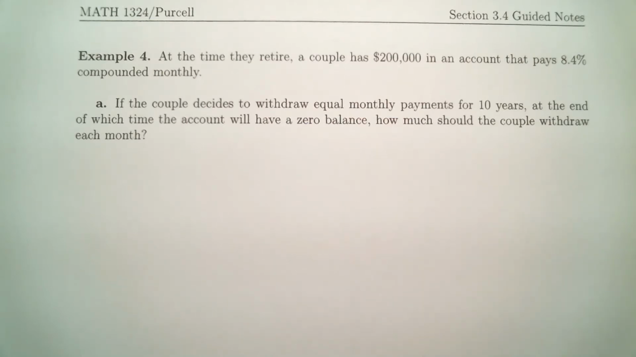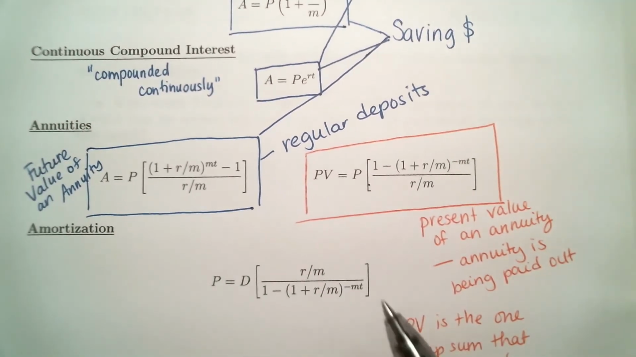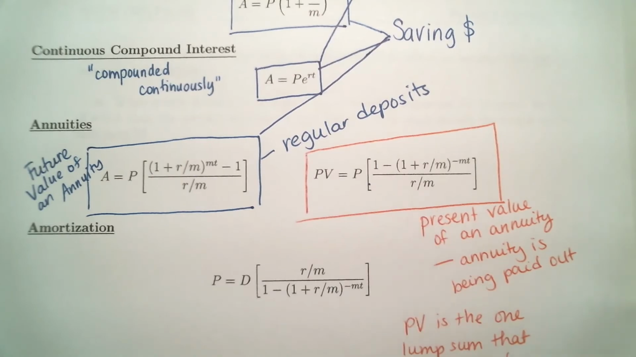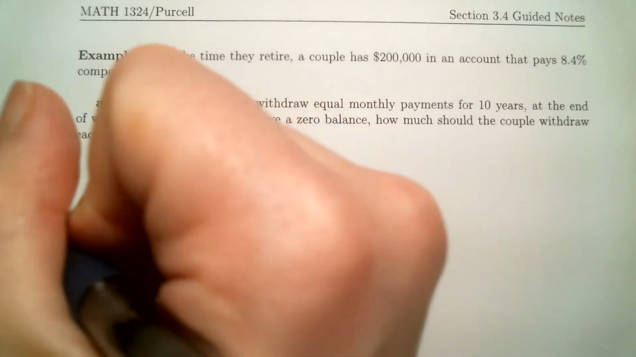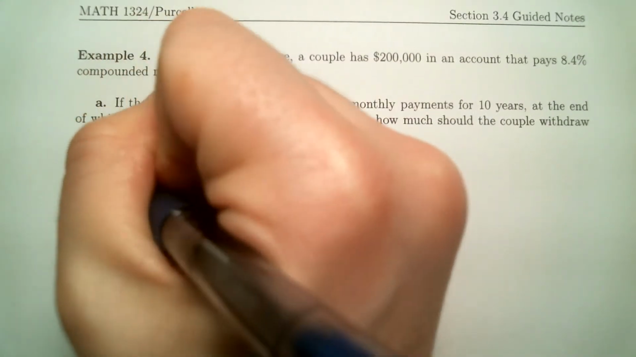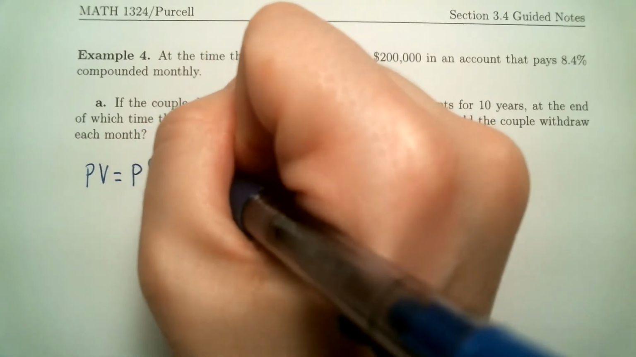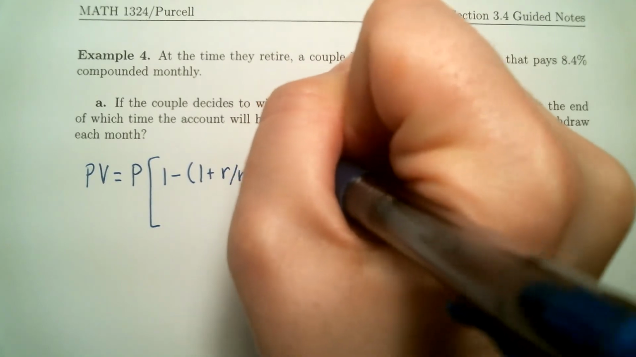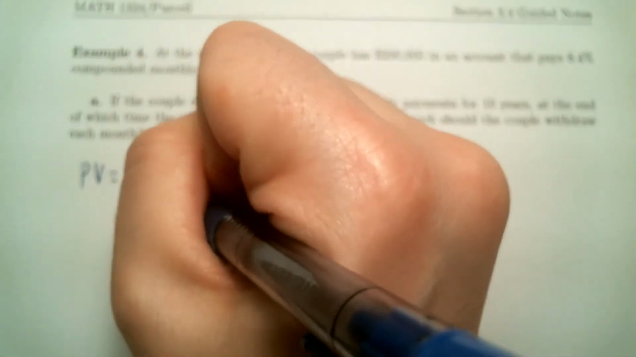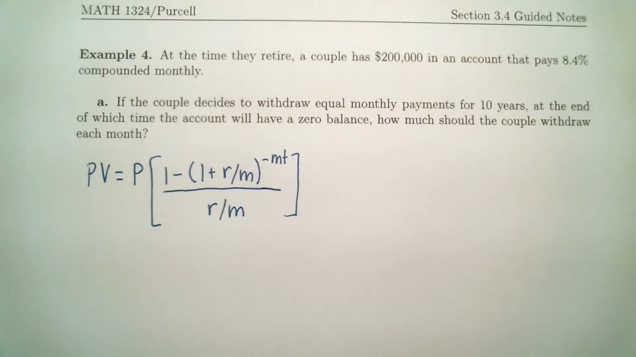So I'm going to go ahead and write down my formula. Remember, on your formula sheet, it's going to be this formula. Let's write that down. PV is equal to P times 1 minus (1 plus R over M) raised to the negative MT power, all over R over M. That's the formula for present value of an annuity.